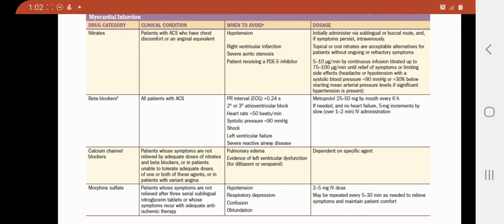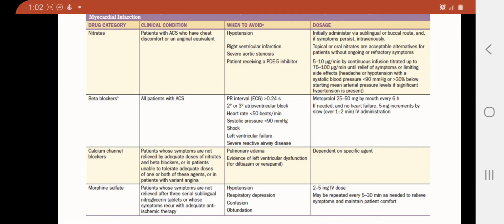Beta blockers, avoid when there is a prolonged PR interval of more than 0.24 seconds, if you have second or third degree AV blocks, if your heart rate is less than 50 beats per minute, if you have systolic BP of less than 90, if you have shock, LV failure, and severe reactive airway disease.